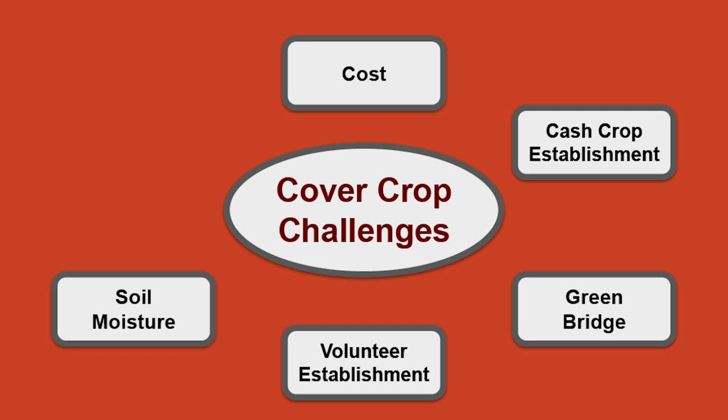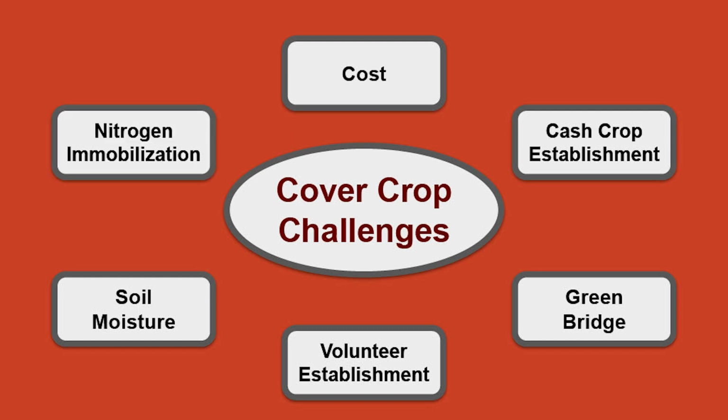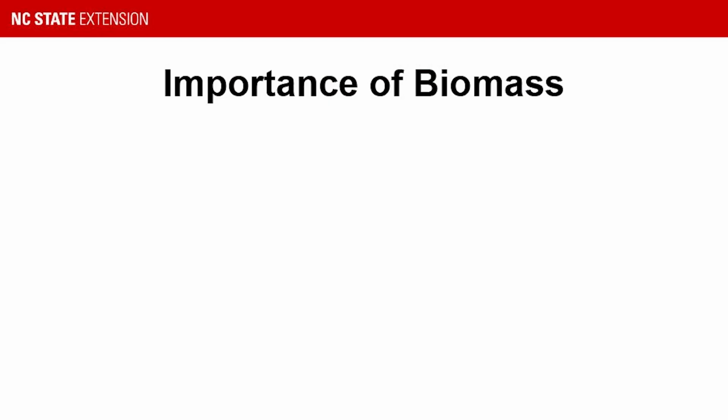Soil moisture, I said this was a benefit, now I'm saying it's a challenge. Well, this is with a living cover crop. Obviously, it's going to utilize soil moisture, and in a dry year coming into planting, this could be a big challenge. And the last one I'll mention here is nitrogen immobilization. Certain cover crop residues, as they decompose, can create a temporary loss in available nitrogen that we may have to make up for with additional fertilizer inputs.